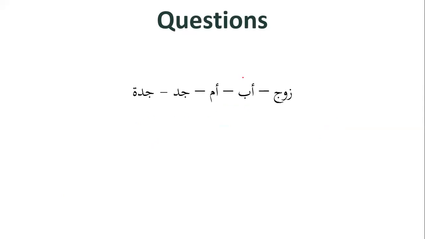In this question, again, there's no Ibns, there's no Bints, and hence the Zawj will receive half of the inheritance. The Ab will be Asaba and the Jad will be mahrum.